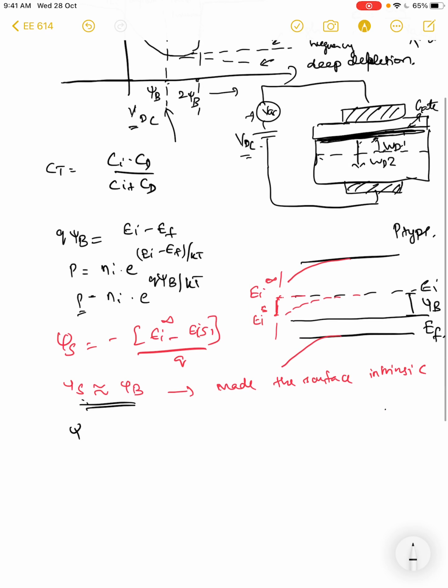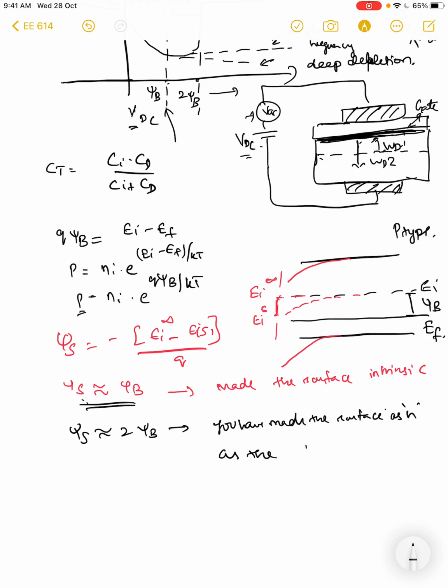And when psi s is equal to twice psi b, then you know that you have made the surface n as the bulk is p. So as many holes as you have in the bulk, you have as many electrons at the surface at twice psi b, right? So basically you have bent this exactly in the opposite direction of your doping density to make it n type, right? And that's why you call this a strong inversion. You have inverted the semiconductor, so to speak, right?